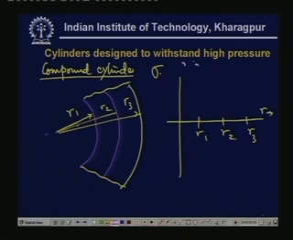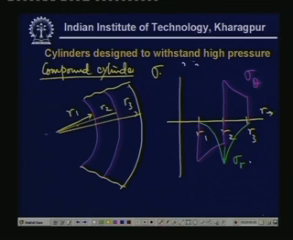Then the sigma theta distribution, that is sigma theta will be here compressive, then tensile. So this is the rough distribution of sigma theta. Of course, sigma r, that's the radial stress distribution, will be something like this. Here it goes to minus p. So sigma r distribution is something like this. So this is again positive, this is negative, and this is negative throughout. So this is the overall stress distribution only due to the fitting.